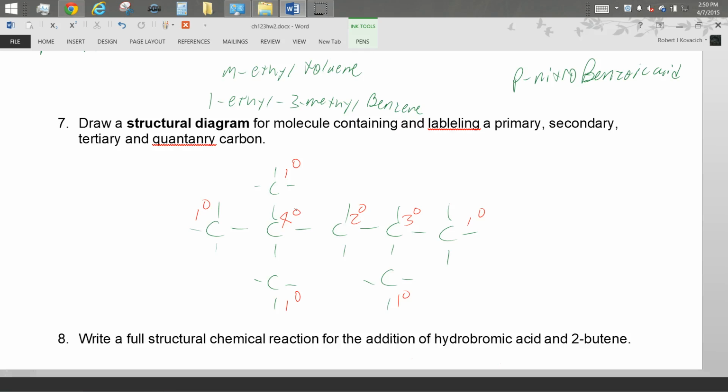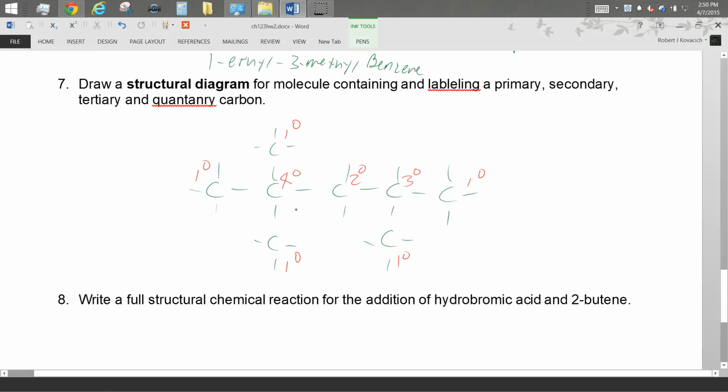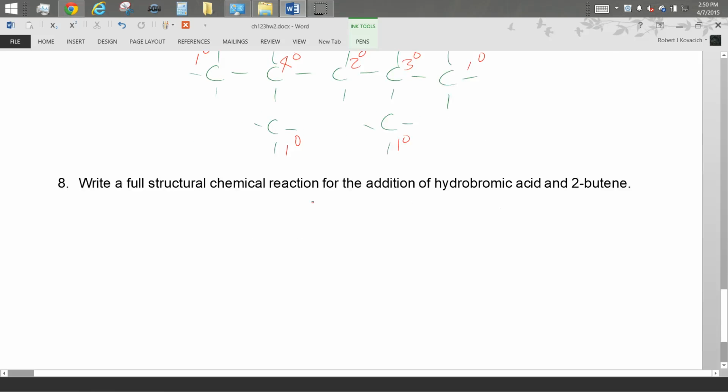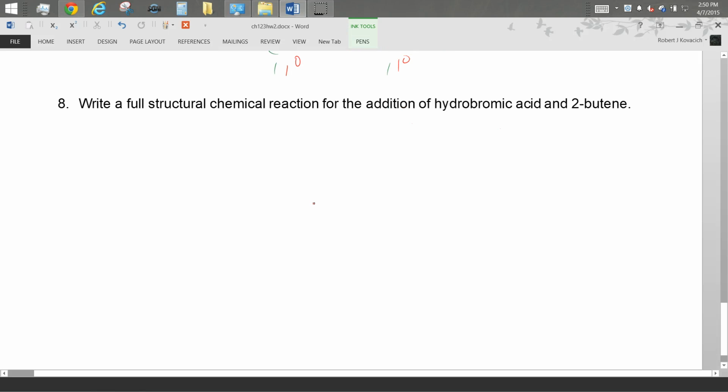You good with that? Why is knowing if it's primary, secondary, tertiary, quaternary important? Yeah, it's about how fast that particular carbon is going to react, or if that particular carbon is going to react at all. This is the reason why drinking isopropyl alcohol will kill you, and drinking regular alcohol won't kill you right away. Or you can consume a lot more.